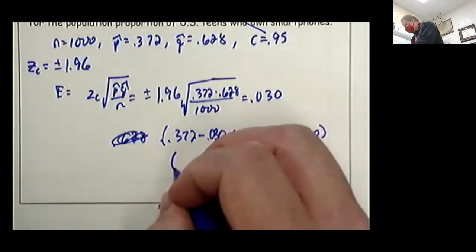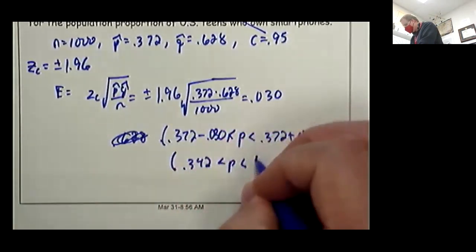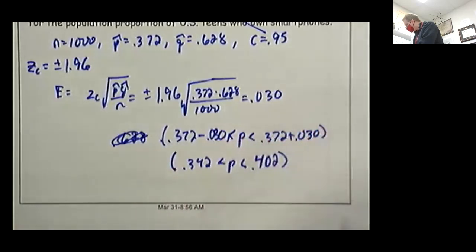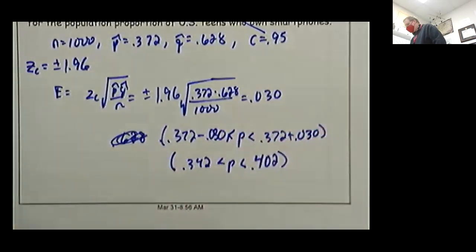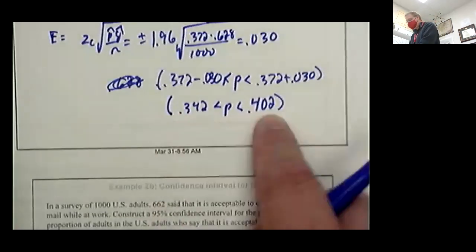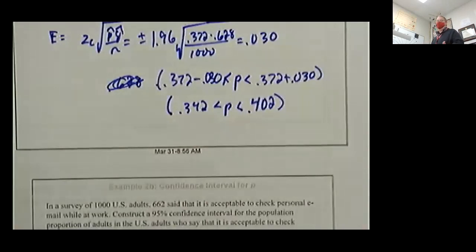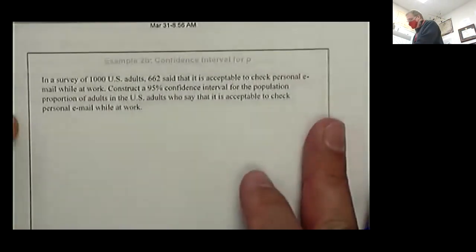And that gives us 0.342 is less than p is less than 0.402. So we are 95% confident that our interval has to be somewhere between 0.342 and 0.402. Now remember, this is a percentage as a proportion, so it's always going to be a decimal. It's got to be between 0 and 1 when we do this. Let's look at example 2B.